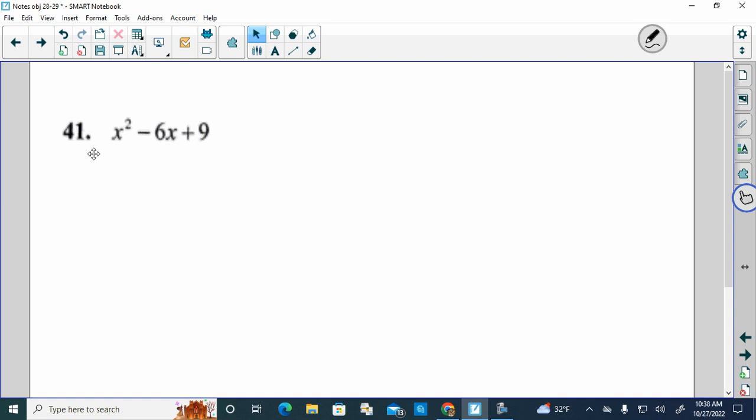First one. So number 41, x squared minus 6x plus 9.